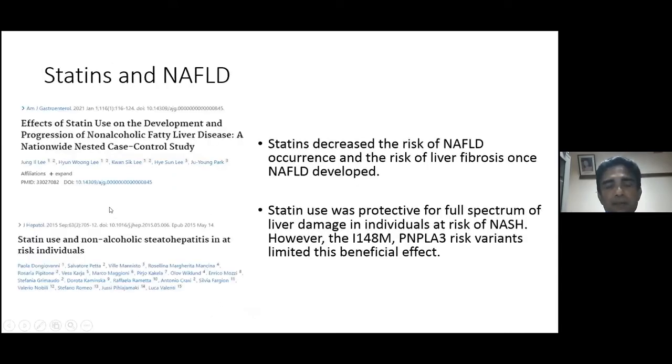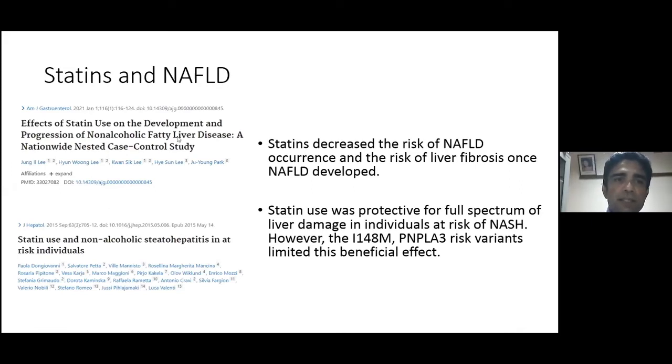So as Mananjal has already discussed the importance of statins in portal hypertension, statins have been shown to be beneficial in non-alcoholic fatty liver disease as well. Statins decrease the risk of non-alcoholic fatty liver disease and the risk of liver fibrosis once non-alcoholic fatty liver disease is established. This is the result of one of the major landmark studies involving more than 11 million people of South Korea. It was published in the American Journal of Gastroenterology. And statin use was protective for the full spectrum of liver damage in individuals at risk of NASH. However, certain genetic variants like PNPLA3 risk variants limited this beneficial effect. This again proves that it's not only the metabolic syndrome and the fat deposition and degree of inflammation. There are certain genetic variants which could influence the response to therapy and progression.